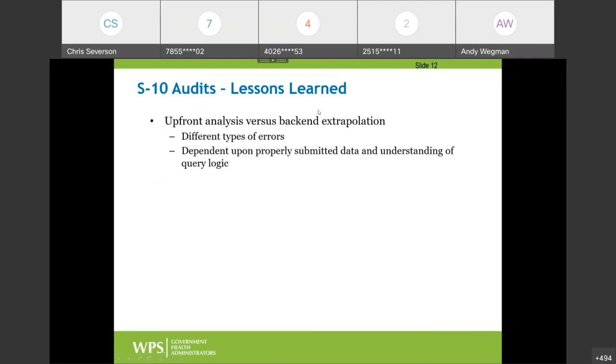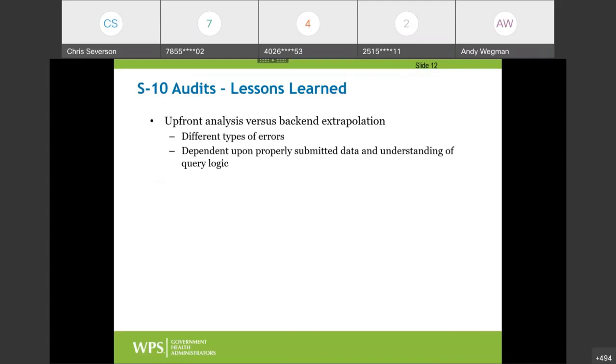And a big lesson, this is one that's relatively new that CMS is really starting to stress: the idea of upfront analysis of the listing and trying to get the best, cleanest listing possible by the time we start the detailed testing, the sampling, versus back-end extrapolation of errors. In a perfect world, we'd be able to find all the errors up front, and then the sample would just affirm that those were correct. They'd give us the assurance that the data was correct.